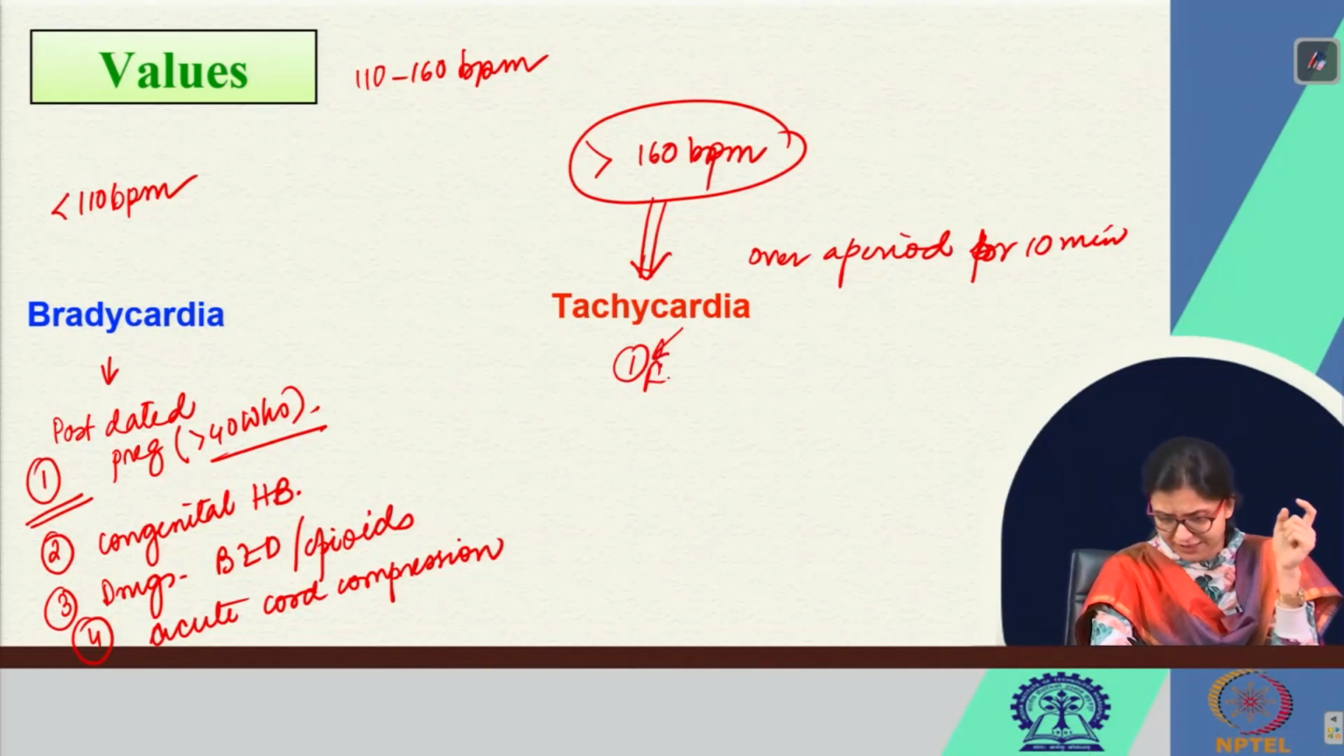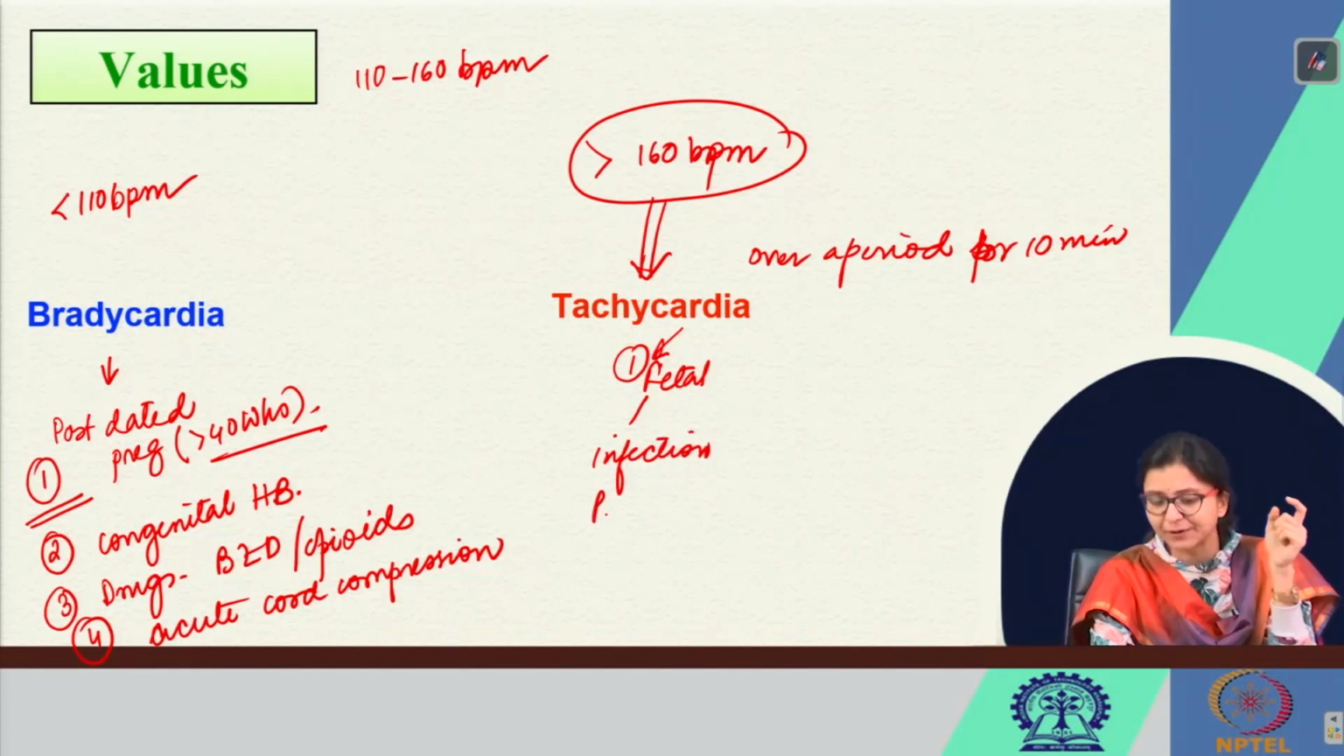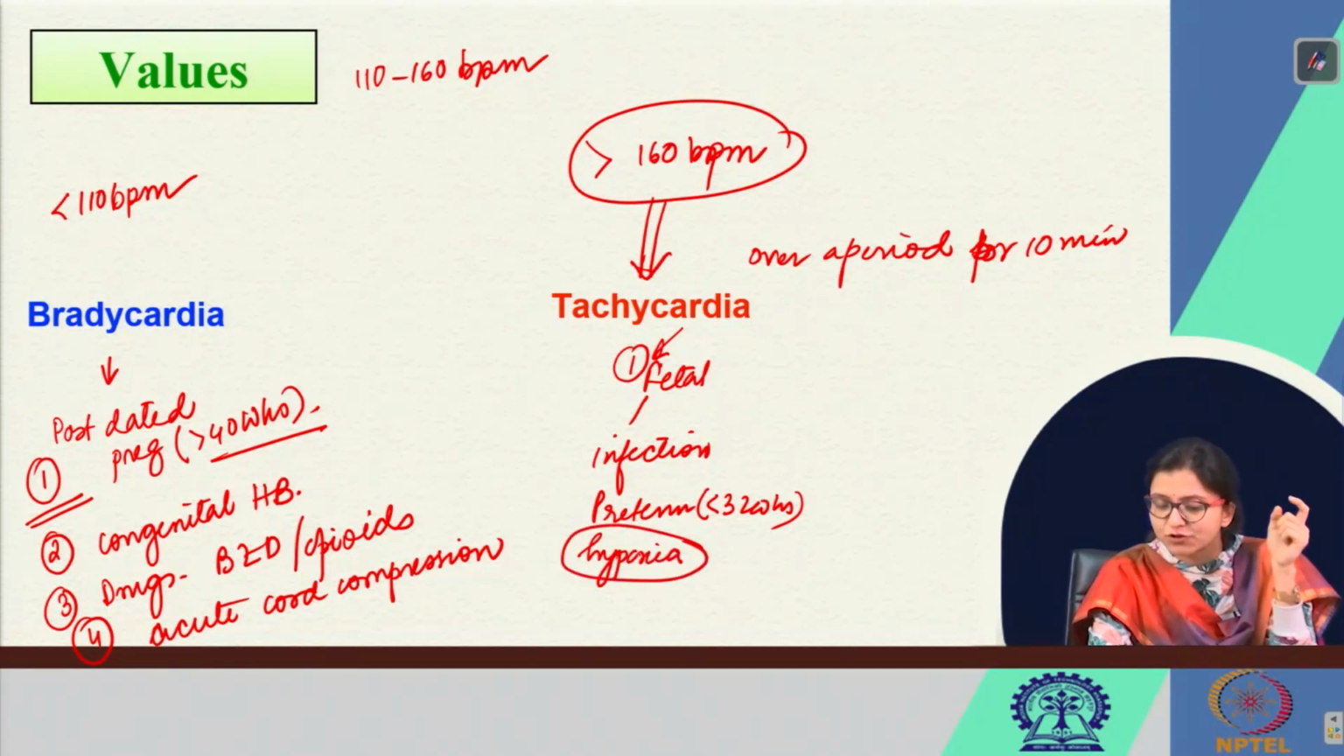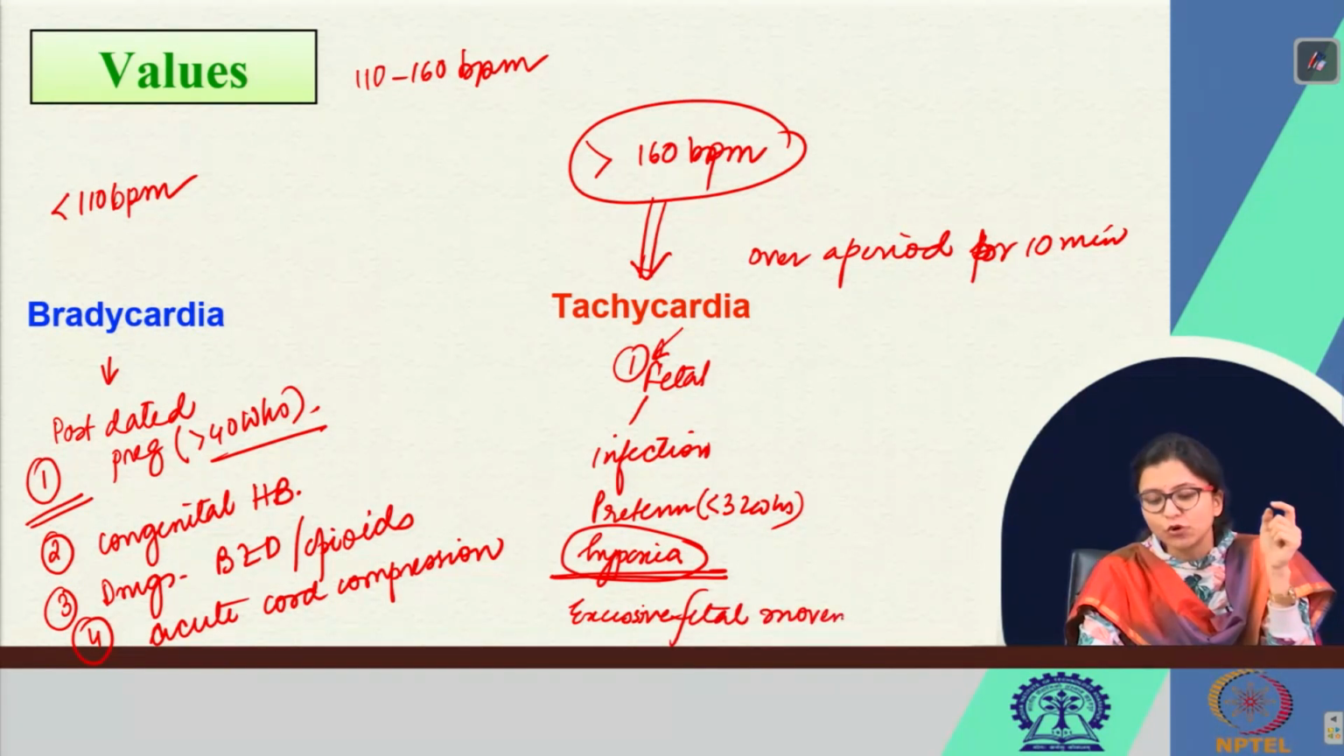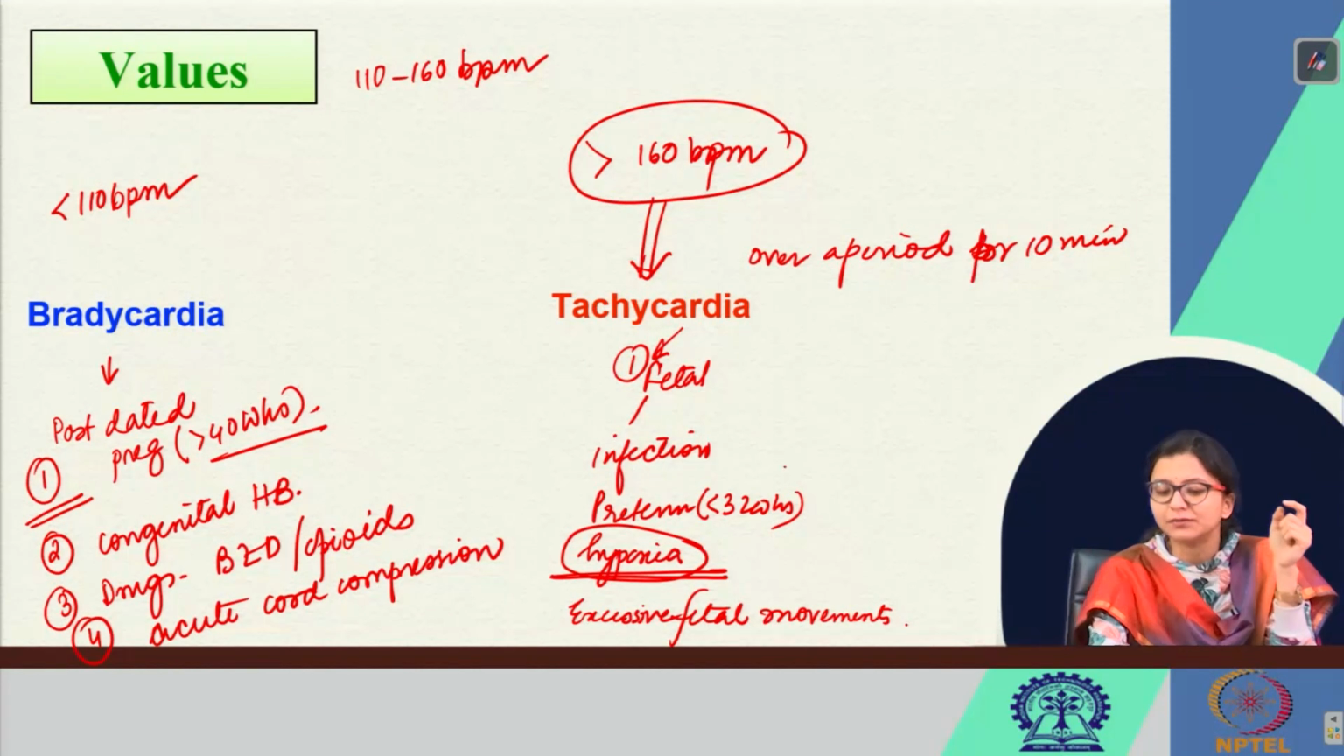This can be a fetal cause, which can be in case of fetal infection, in case of preterm. Preterm meaning less than 32 weeks, so more sympathetic activity, more fetal heart rate. It can be due to fetal hypoxia, very important, needs to be excluded in case of fetal tachycardia, or excessive fetal movements. This can be seen by the probe which is placed in the hand of the mother.